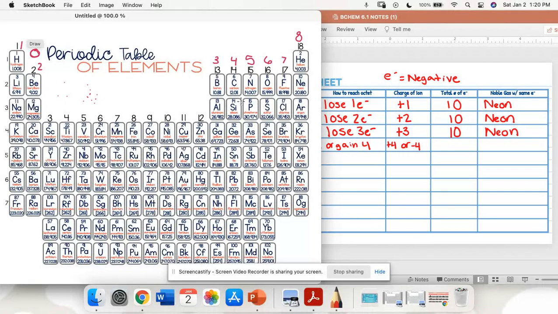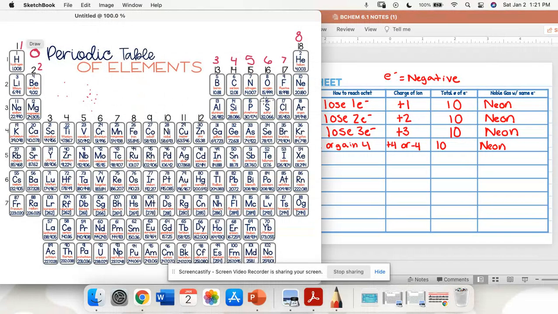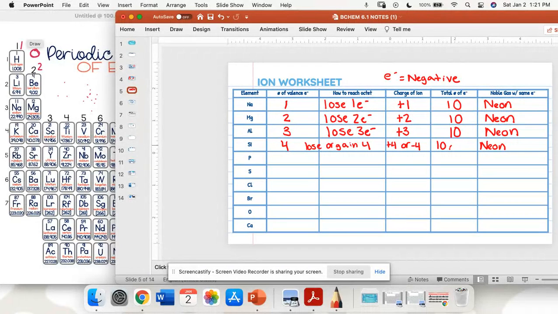So silicon, in total, has 14 electrons. If it loses 4, it will have 10 electrons, and that would be like neon. If it gains 4, so it's 14, if it gains 4 more, it would have 18 like argon. So we'll put or 18, with a little bit of a slash because I'm going to run out of room. Argon.